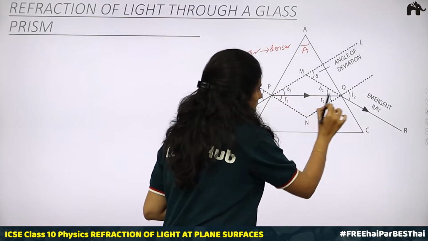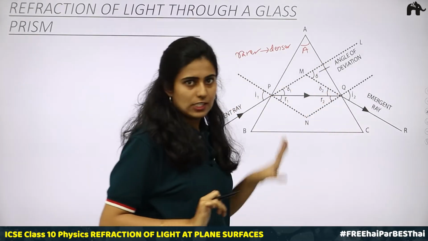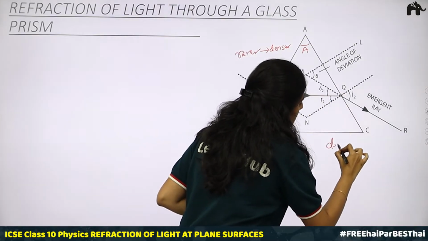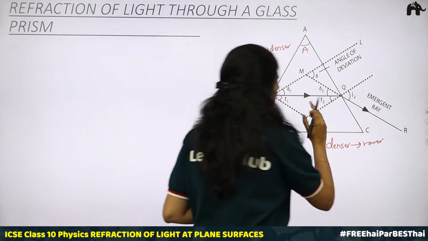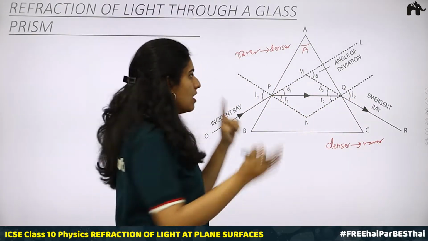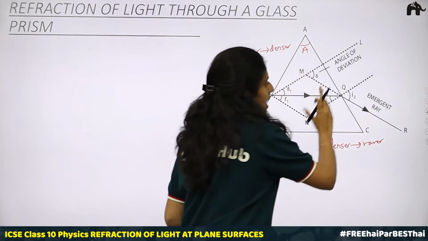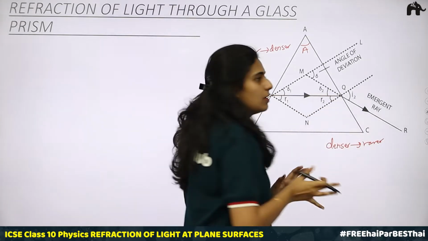Now this light ray, that is the refracted ray, is incident on the next face. Here what is happening? The light is traveling from a denser medium to a rarer medium. Here glass is the denser medium. First case, air to glass. And the second case, glass to air. Denser to rarer medium, what happens? It bends away from the normal.